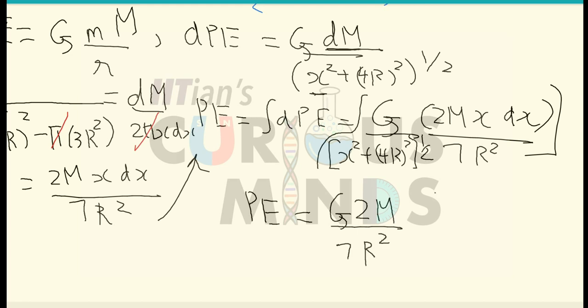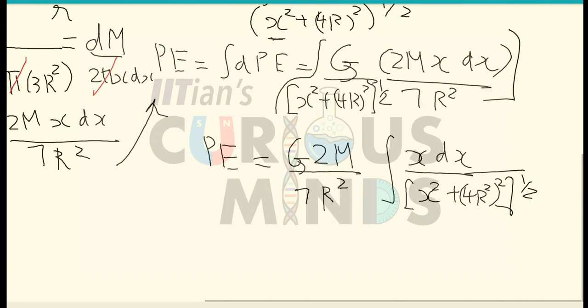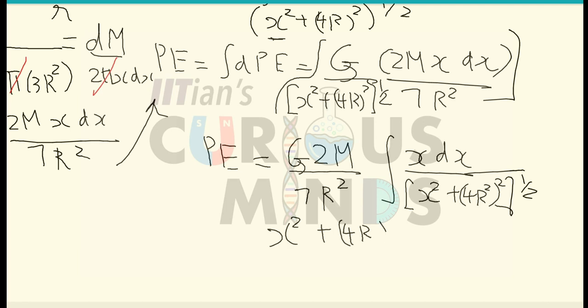It will be equal to the integration of x dx divided by the root of (x square plus 4r the whole square), the whole raised to half. Now we will substitute: x square plus 4r the whole square, this is not 4r square, it is 4r the whole square. Let it be equal to t.